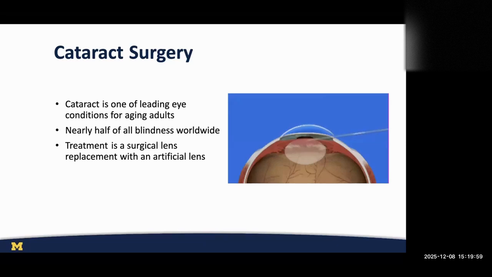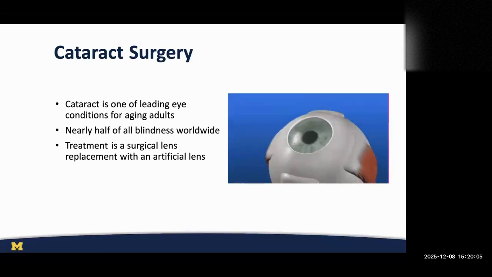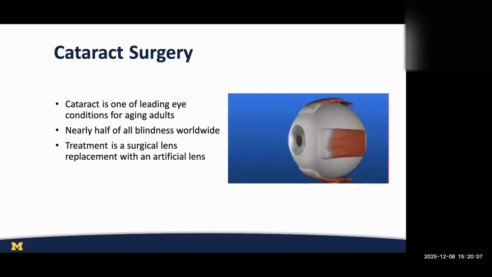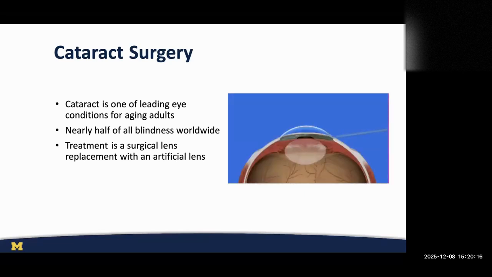When the surgeon places the lens into the eye, they need to determine the correct power of the lens to place in there. You can think of the power of the lens as something similar to a glasses prescription or a contact lens. You need to put the right power into the eye so that the patient has clear vision.